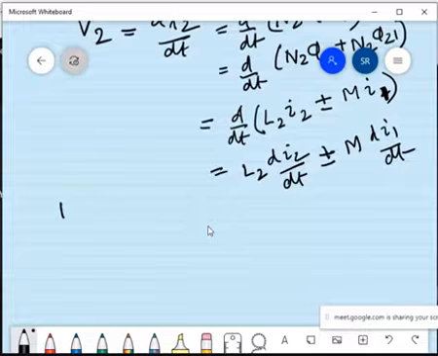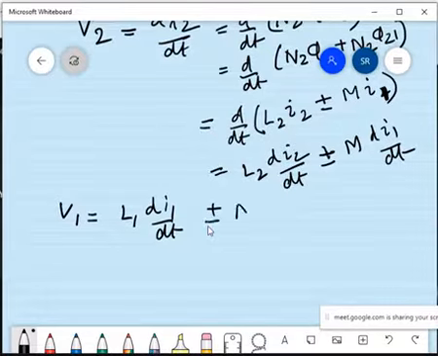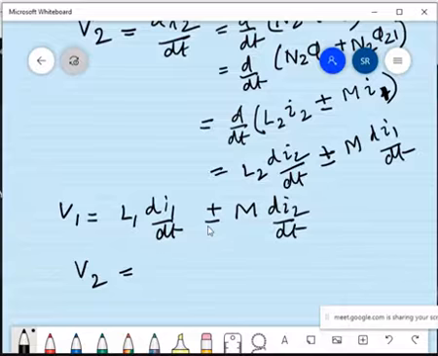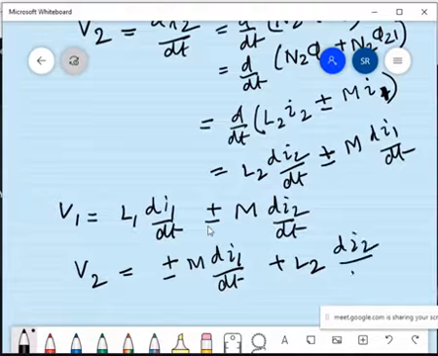So V1 I can write as L1 di1 dt plus minus M di2 dt, and V2 is equal to plus minus M di1 dt plus L2 di2 dt. So what is V1?